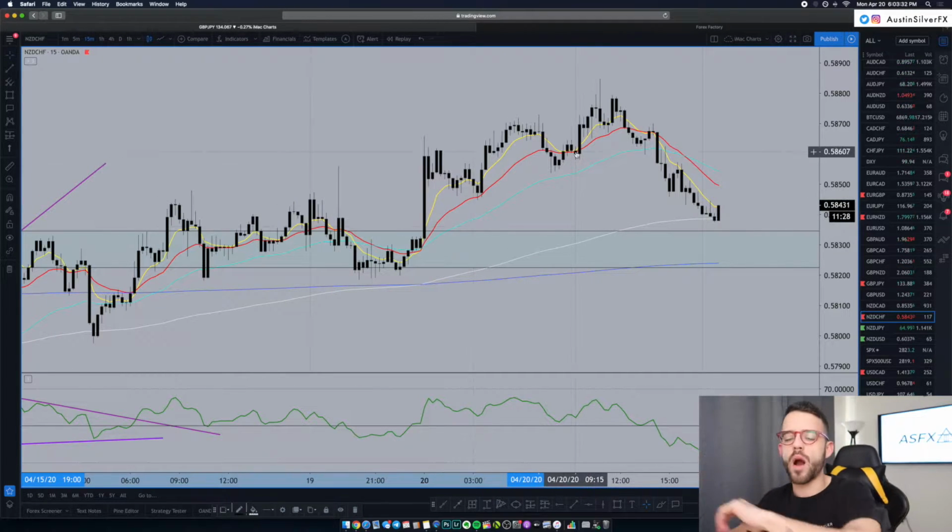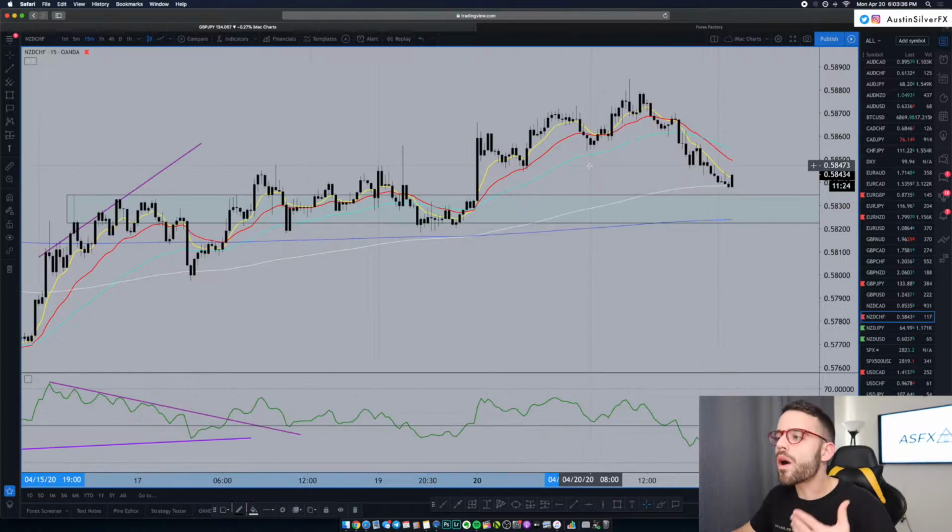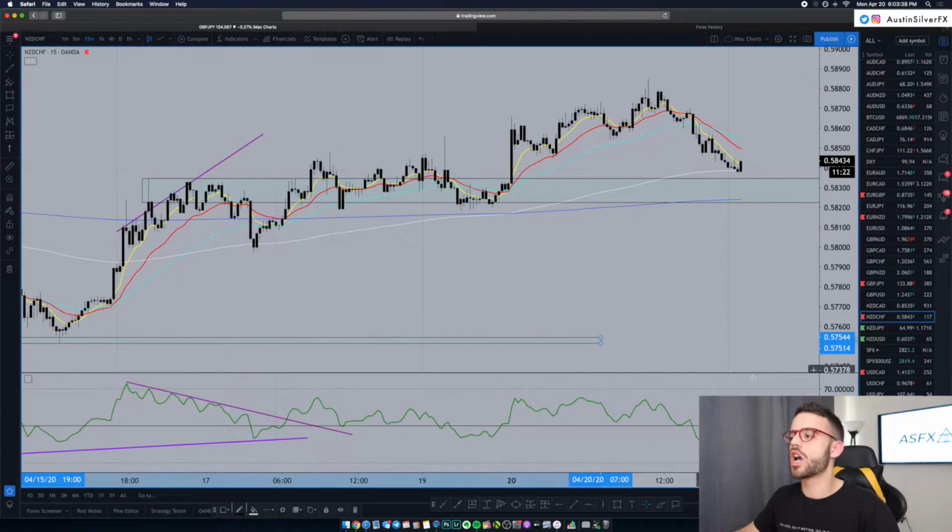Cool, it's broken. Now we're looking for longs, following that higher time frame bias. There's one more piece to this that I think you can use to really help confirm the trend and the overall higher time frame direction, which is going to help you take the trades into divergence. Let me make it very clear what I'm saying.